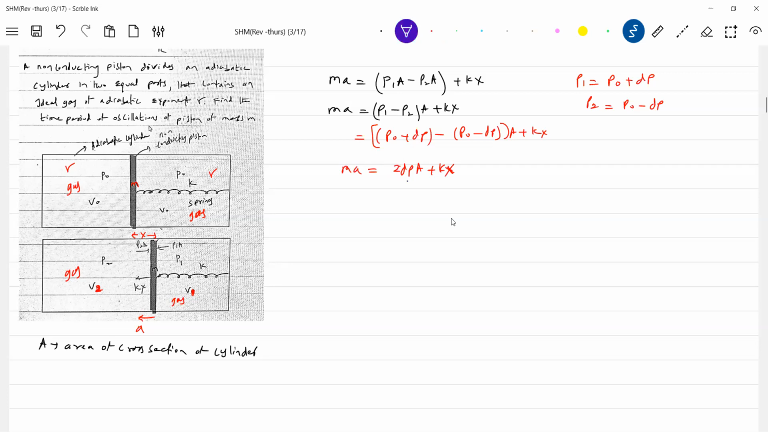Now, what to replace dP with? The gas will undergo an adiabatic process, so PV gamma equal to constant. I think I'll directly write it: dP is equal to minus gamma P by V into dV. Can you remember? So this will be P naught V naught. What to write for dV? dV is the change in volume, A into x.